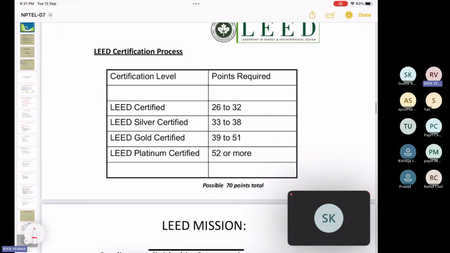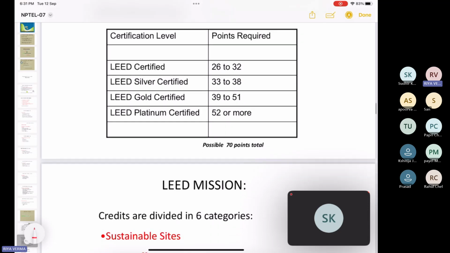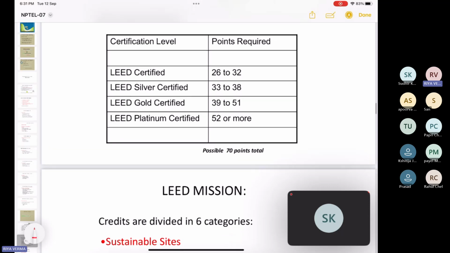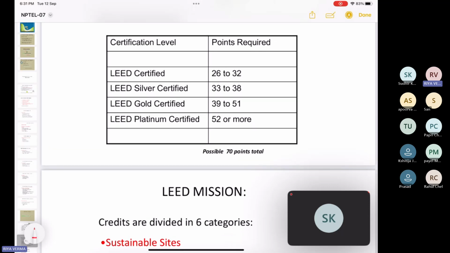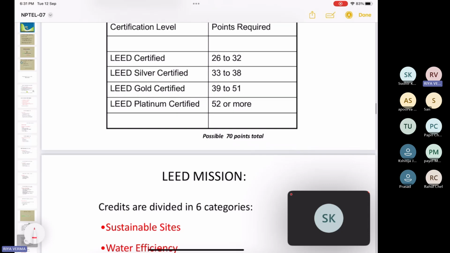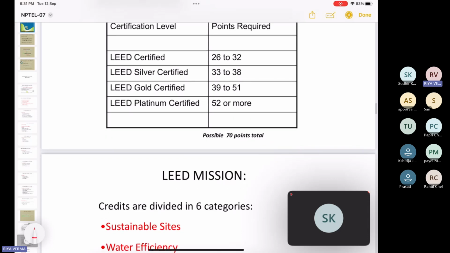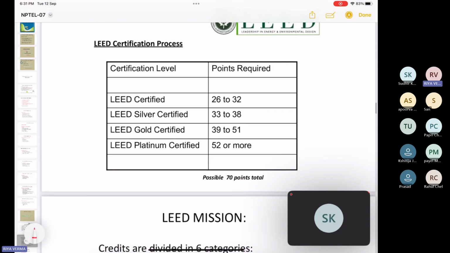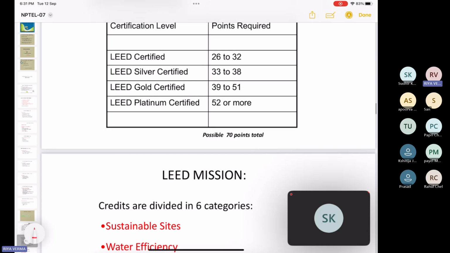At every certification level, we need to gain some points. For example, if we are LEED certified, we need 26 to 32 points. For silver certification, we need 33 to 38 points. For gold certification, 39 to 51. And for platinum, 52 or more points are required.